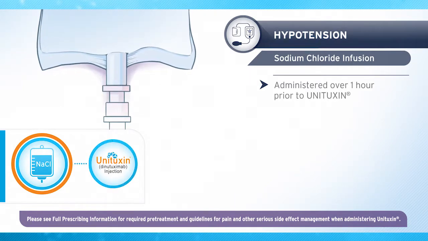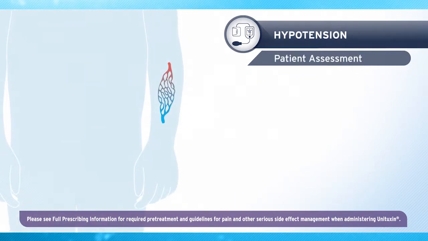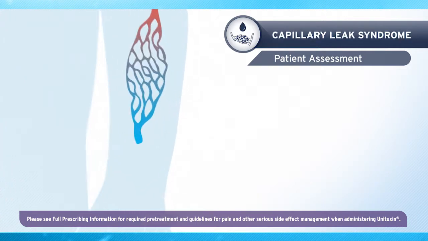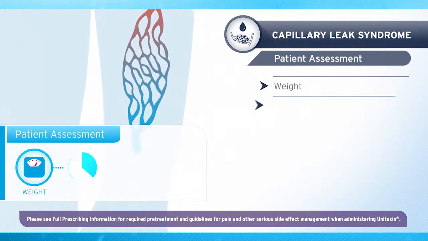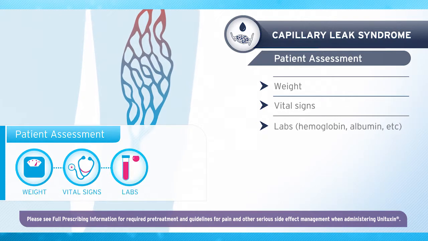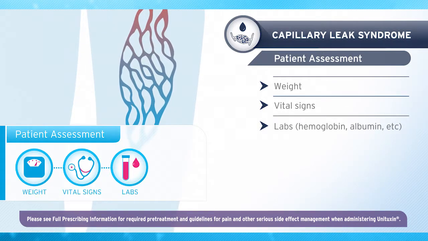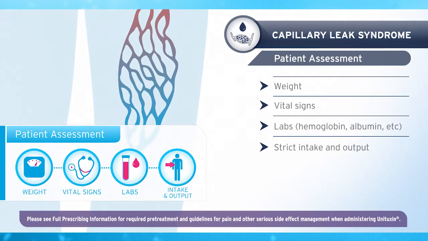To help maintain hydration and prevent hypotension, a sodium chloride infusion is administered over 1 hour prior to initiation of the Unituxin infusion. It is important to assess patients for signs of capillary leak syndrome by monitoring patient weight, vital signs, labs, hemoglobin, albumin, etc., and strict intake and output.